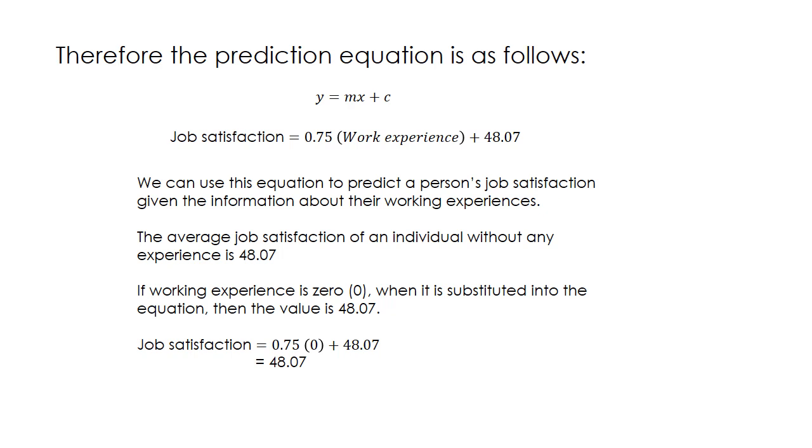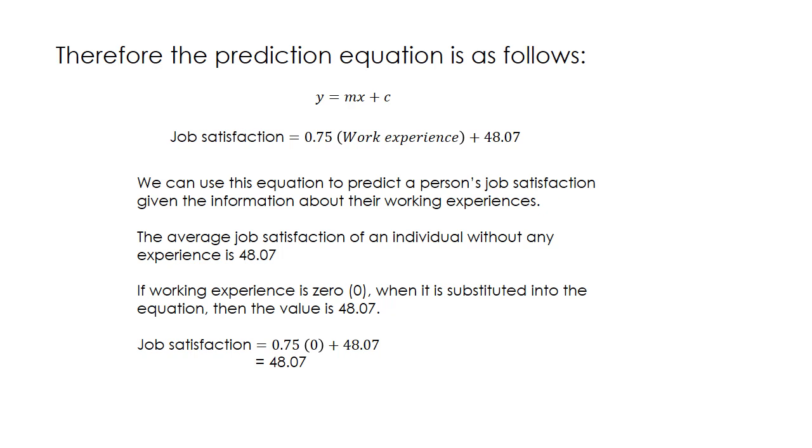So y is the outcome variable. What is it that we are trying to predict here? Job satisfaction. And x is the work experience. So work experience will be used to predict job satisfaction. And then c is the intercept, meaning the value when your work experience is 0, when the line crosses the y-axis, the outcome axis. When x is 0, 0 multiplied by m becomes 0, so the value is c. In this case it is 48.07.